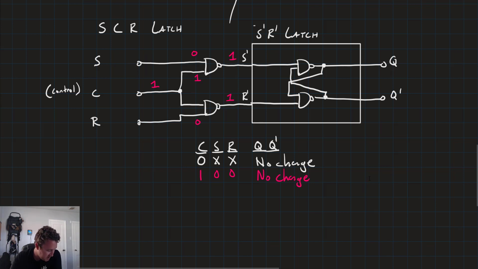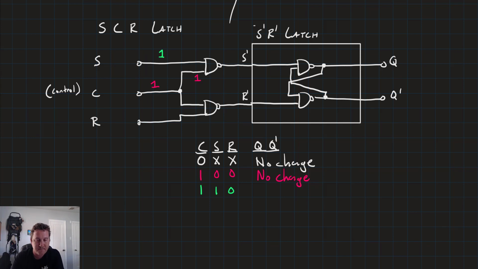Now, the rest of the time, the circuit behaves basically the same as the not S, not R latch. Let's take a quick look at it and work out the rest of these inputs. We'll leave control at 1, and let's try to put it in set. So let's go C equals 1, S equals 1, R equals 0.